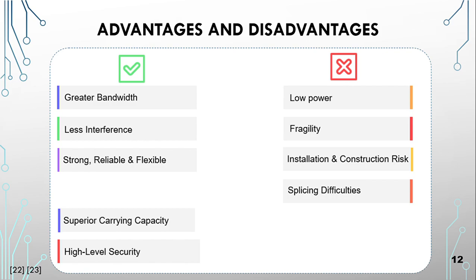Then we can look at the advantages and disadvantages of optical fiber communication. Looking into the advantages, it has greater bandwidth, less interference, is strong, reliable, and flexible, has superior carrying capacity, and a high level of security. Whereas looking into the disadvantages, it has low power, fragility, installation and construction risk, and splicing difficulties.